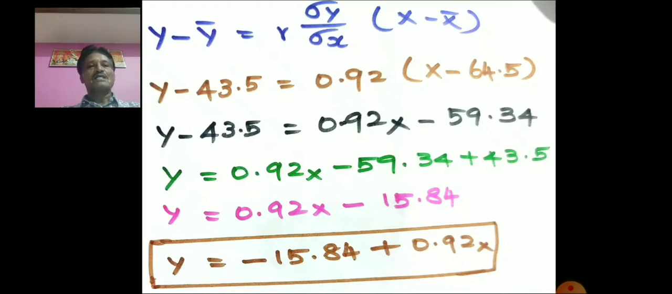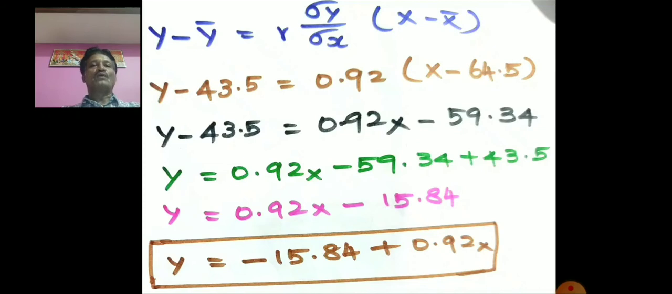So y minus 43.5 equal to 0.92 x minus 59.34. Now you take minus 43.5 from the left hand side to the right hand side. So you change the sign. Minus sign should be changed into plus sign, and you write the value 43.5. So y equal to 0.92 x minus, now you take the difference between minus 59.34 and 43.5. So minus value is greater, so you put minus sign. The difference between 59.34 and 43.5 is equal to 15.84. So the equation is y equal to 0.92 x minus 15.84.